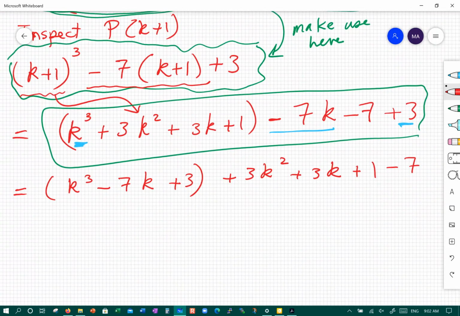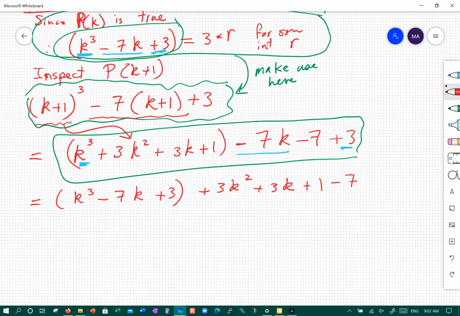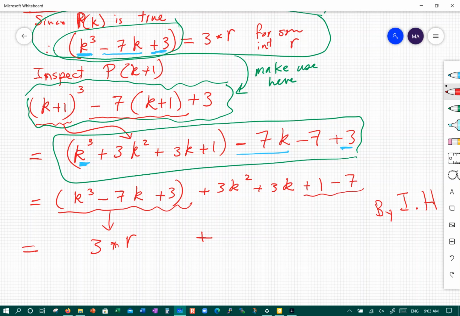Now, let's see. According to the induction hypothesis, since this is a multiple of 3, we said that this equals 3 times r, 3 times some integer, by the induction hypothesis. What else can I do here? Notice that, oh, by the way, this can be simplified to minus 6.